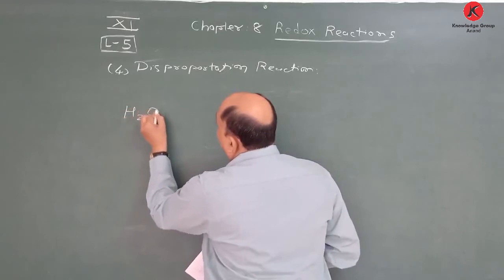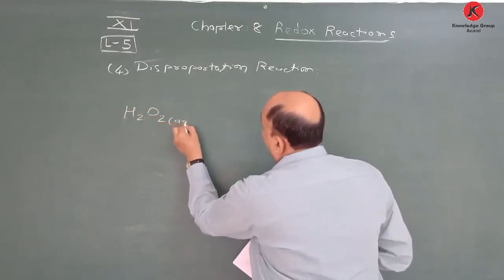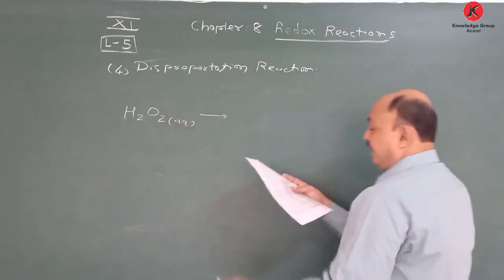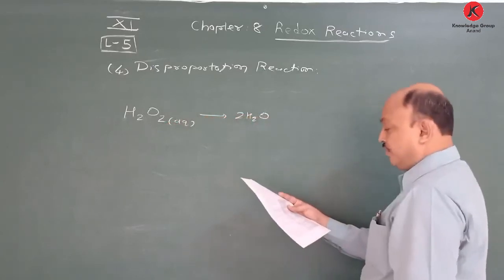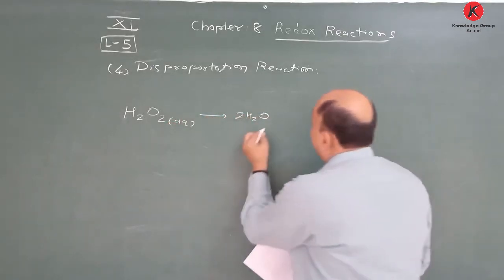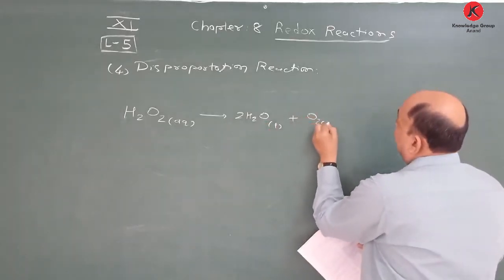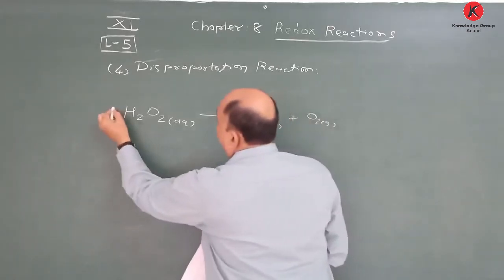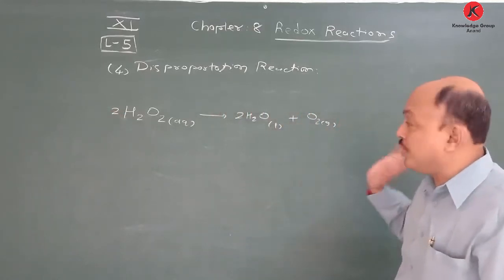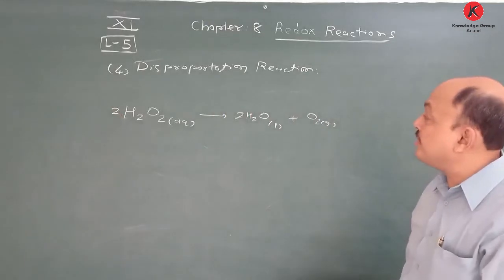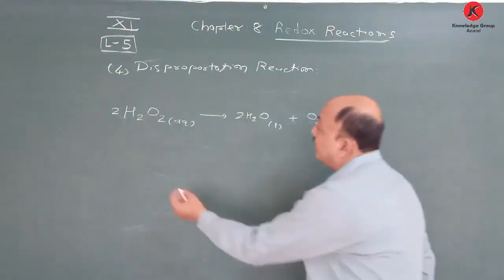H2O2. Suppose we take hydrogen peroxide. One example is very simple. 2H2O2 aqueous gives 2H2O liquid plus O2 in gaseous form. First we complete the oxidation numbers of the elements.